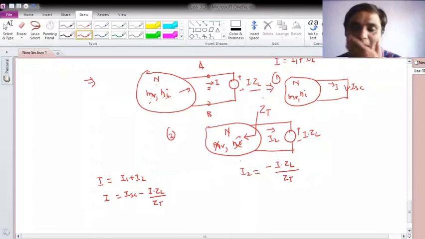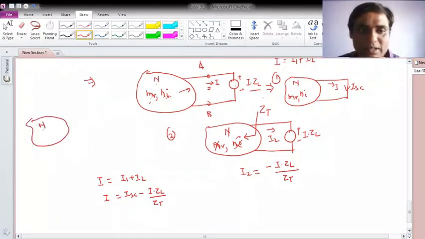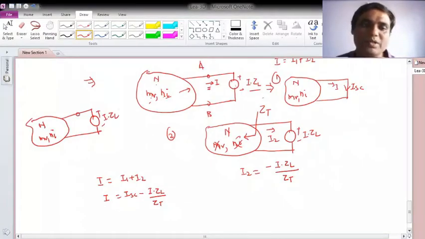Now what I'll do, whatever I have, that is network N with m number of voltage sources and n number of current sources. Then there was the voltage generator like this. Okay, I into ZL. Now what I'll do, I'll open this terminal AB.